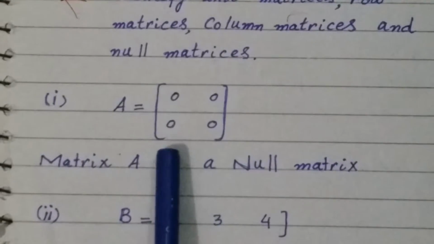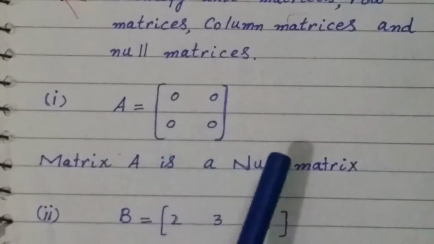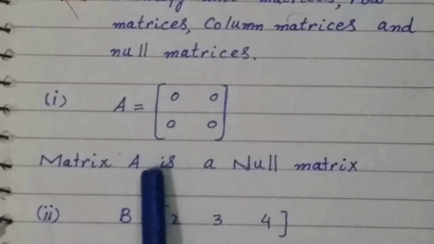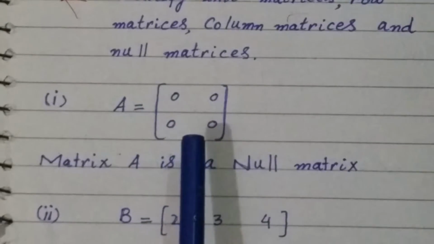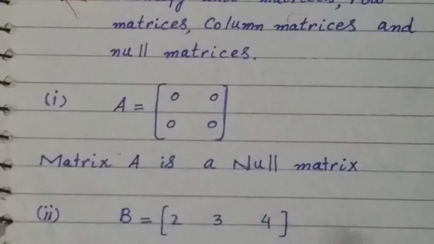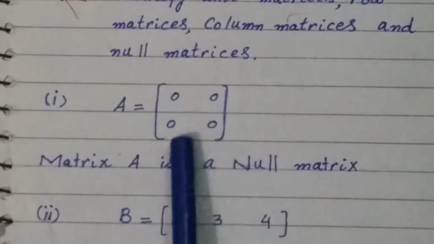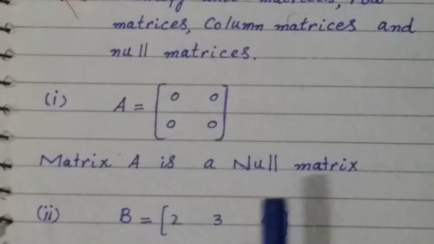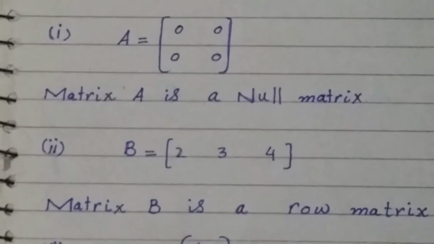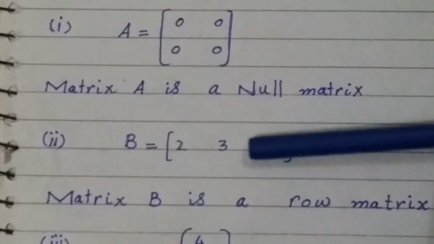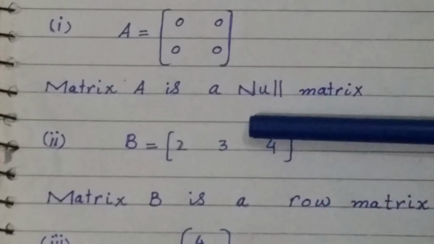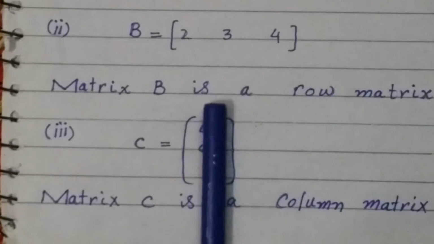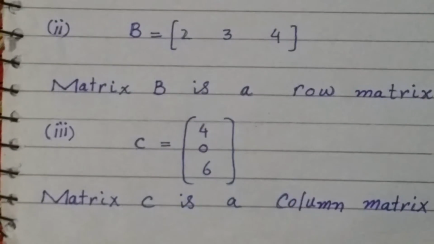By the way, a rectangular array of numbers is called a matrix. So it is a matrix which is enclosed in brackets. It has all 0 entries, so all elements are 0, so the matrix is a null matrix. Here this matrix B has only one row, so it is a row matrix. This matrix C has only one column, so it is a column matrix.